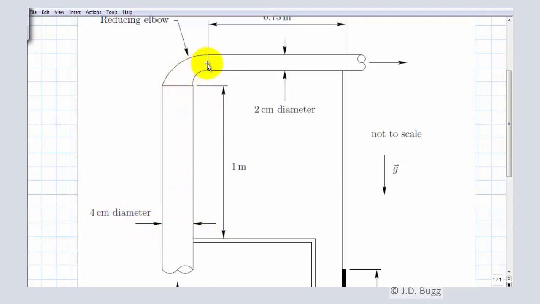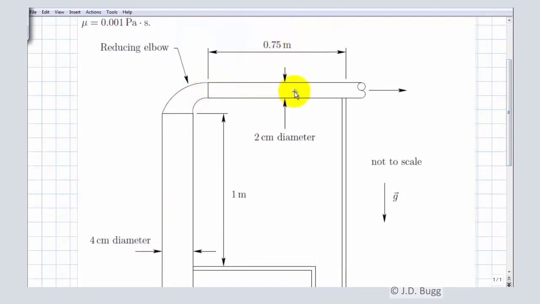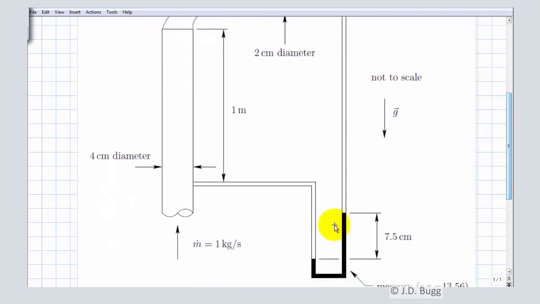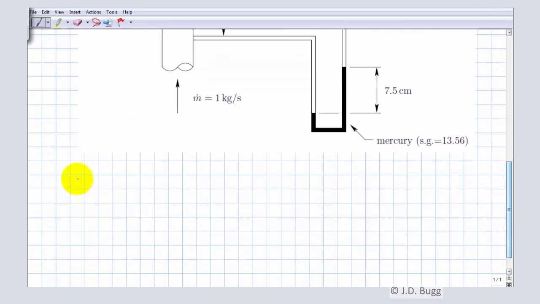The pipe diameter reduces through this elbow and then goes on for a further 0.75 meters horizontally, and that's a 2 centimeter diameter pipe. Now at this location and at this location, the mercury manometer is attached, and the mercury is down here, and the manometer deflection is 7.5 centimeters. And as we were told in the problem statement, there's 1 kilogram per second going through this. So we might as well use this diagram as our given information. We'll probably be adding a few things to it as we go along. We'll come back and do that.